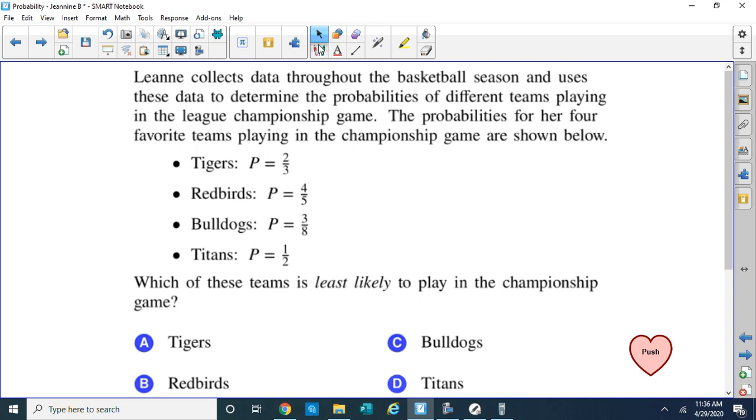Let's underline that because that's important. They got that italicized there, so that's important. To play in the championship game. So here are the probabilities for her favorite teams.